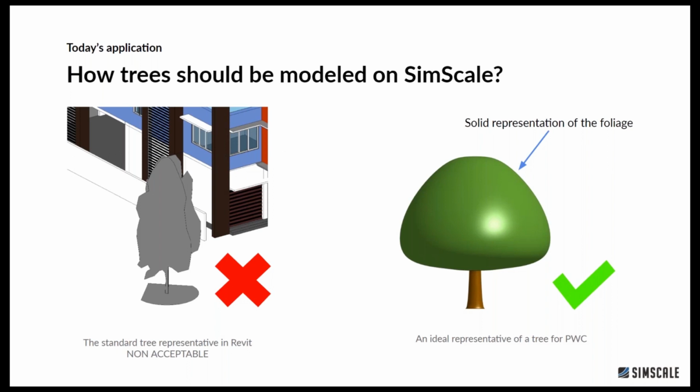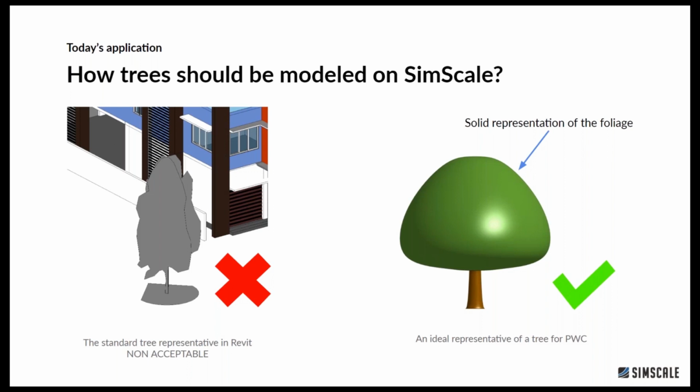So I think traditionally in construction software packages like Revit or even Rhino, you could have the tree models that resemble the one that you see on the left-hand side, which is really composed of two planar faces that are normal to each other, and that does not make a valid candidate for our LBM porous media feature. What we want, on the other side, is a solid representation of the foliage.